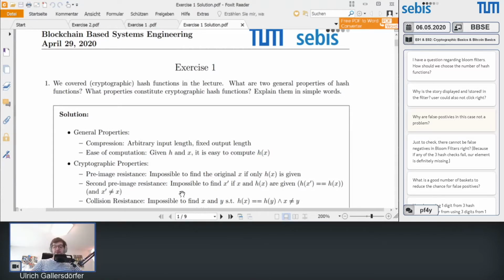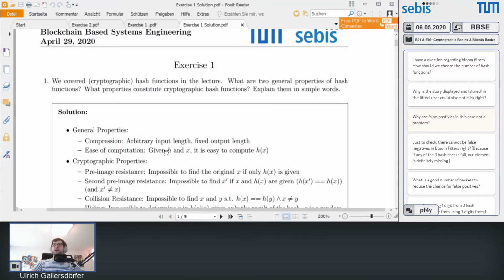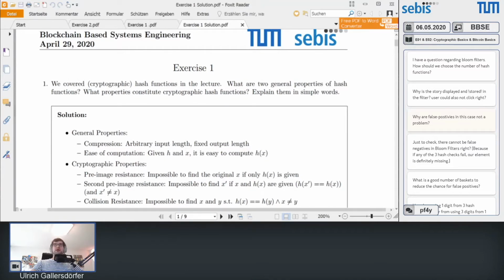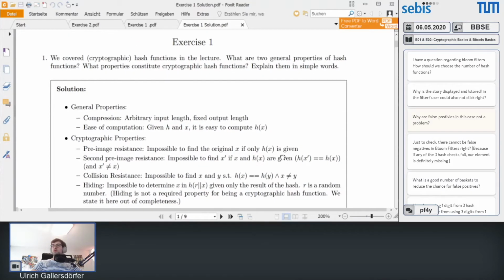We also discussed last week a lot about the difference between collision resistance and second pre-image resistance, so I won't go further into that. And also the last property, hiding: it's impossible to determine x from a hash where x is salted with an additional value r, and this r is a random number. You can see also the solution here. We also upload the solutions online, so no worries about that.